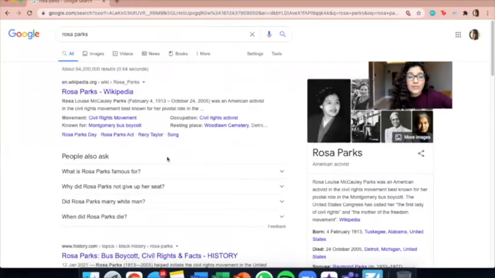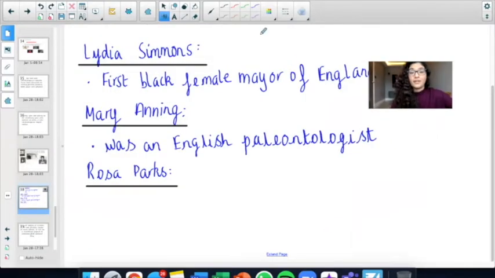And Rosa Parks was an American activist in the civil rights movement. She was best known for her pivotal role in the Montgomery bus boycott. So she was the person who refused to get up from her seat in order to give somebody else her seat. So she, what can we say, played, we can write exactly that, to be honest.